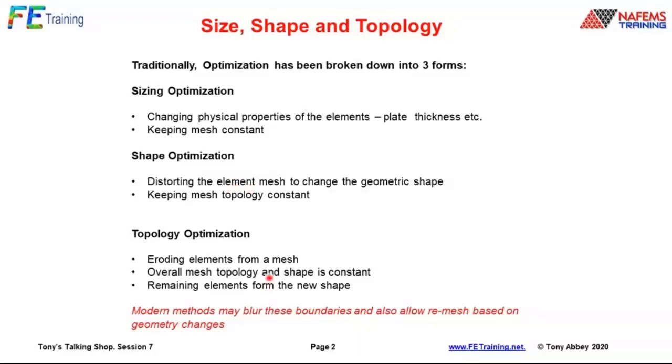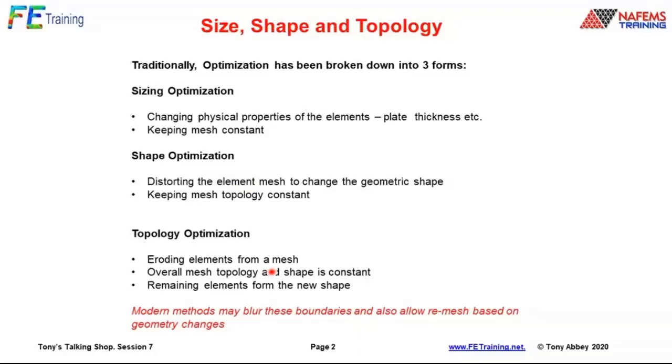But topology optimization, I can remember when it was like a little toy, and you could show, hey, we can get what's called a Michell structure out, we can get basic structures out, and it was like a checkerboard type of approach. Basically, the idea is that you're eroding elements from a fixed mesh, so the mesh topology and shape is actually constant, but it's the elements that form the new shape and form the new topology.